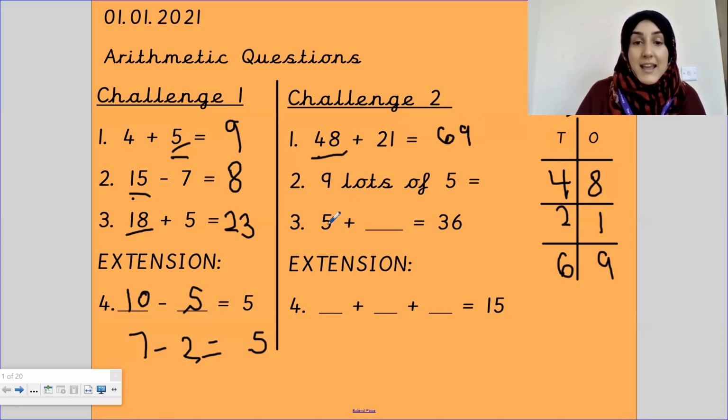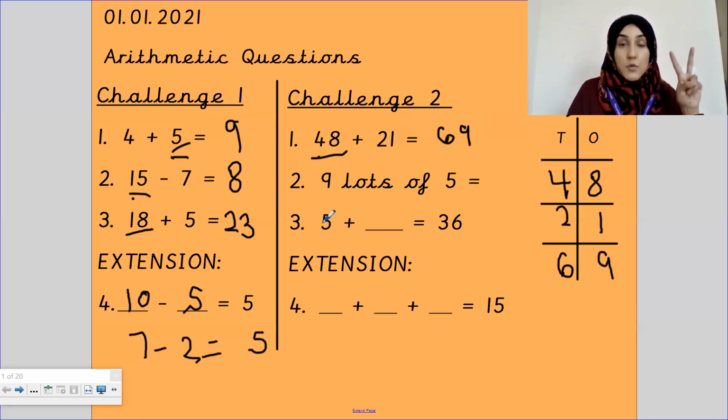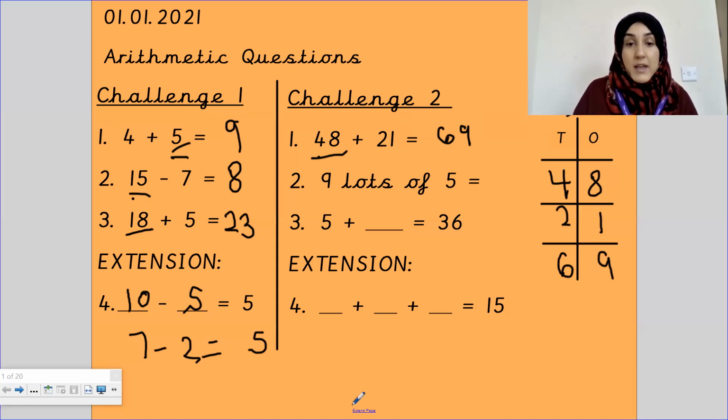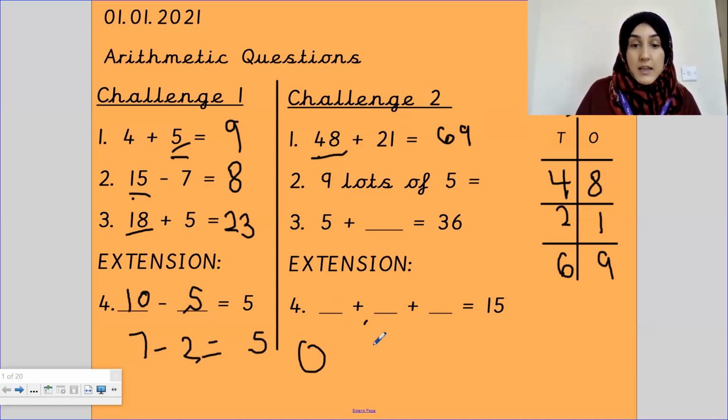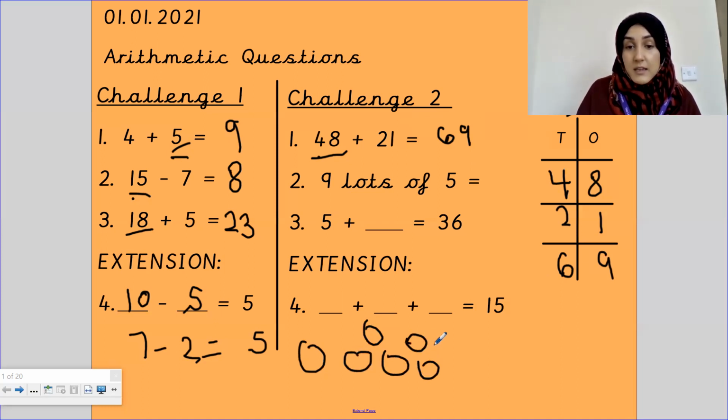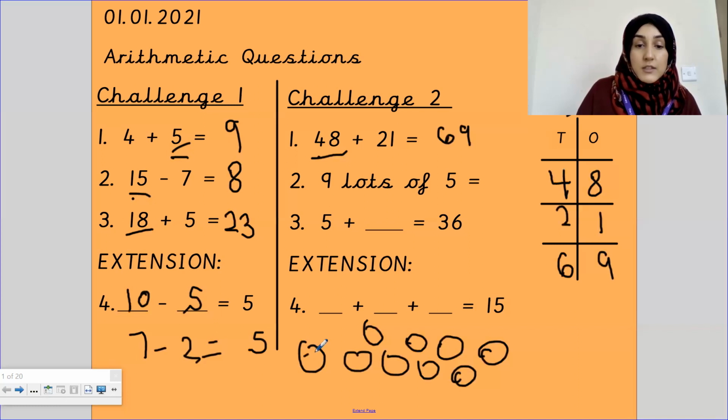Fantastic. Okay, next I have 9 lots of 5. Question number 2, 9 lots of 5. Now remember, there are 2 ways to complete this question. One way is you could draw 9 groups. That's 4, 5, 6, 7, 8, 9. And then you could draw 5 dots in each group. But that's going to take me quite a long time to draw those.